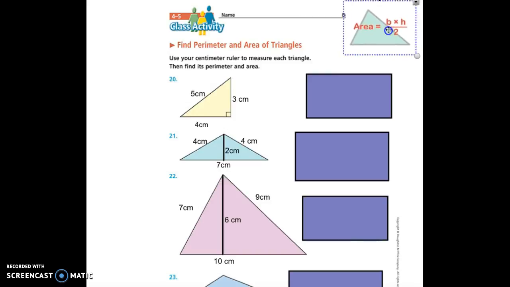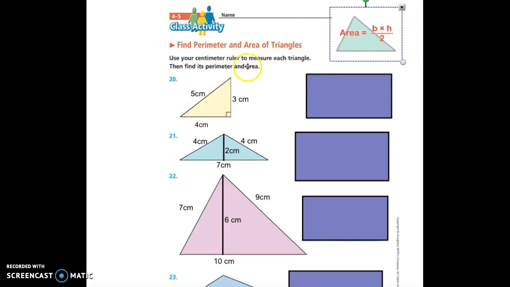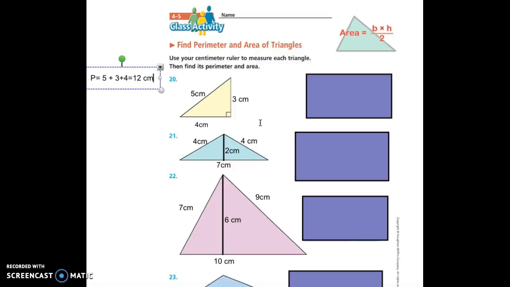So if I read my directions here, it wants me to find both the perimeter and area of each triangle. So remember, perimeter is the same as finding the perimeter of a quadrilateral. We're going to add each of the sides together. So I'm going to say the perimeter is 5 plus 3 plus 4, which gives us a total of 12 centimeters.